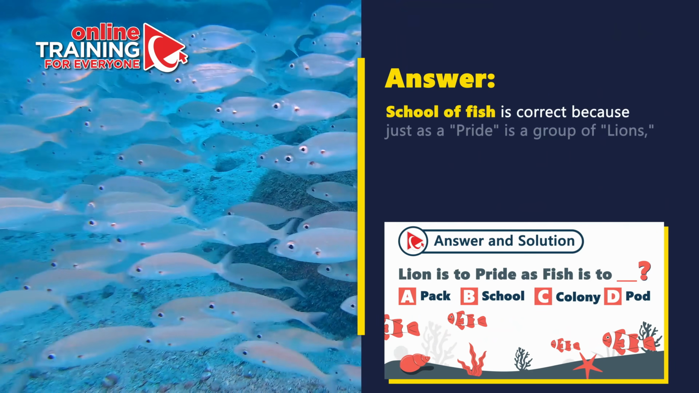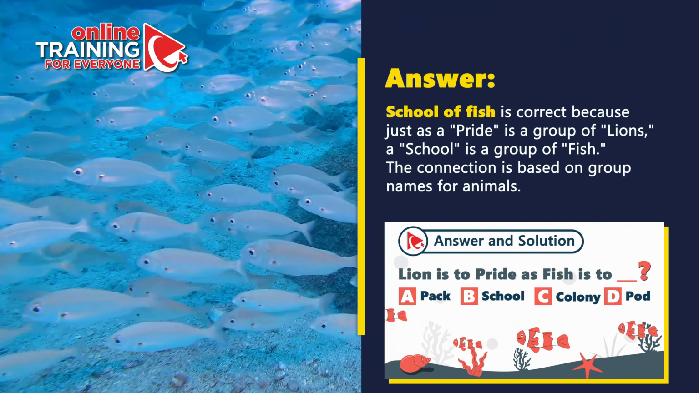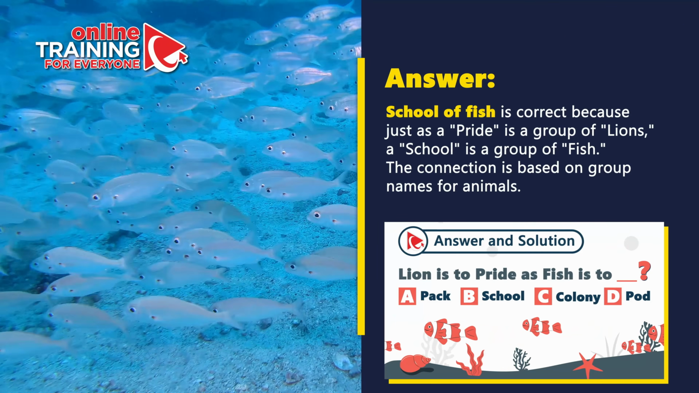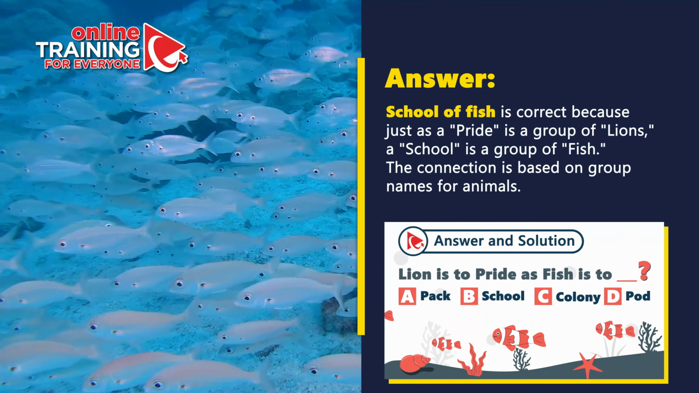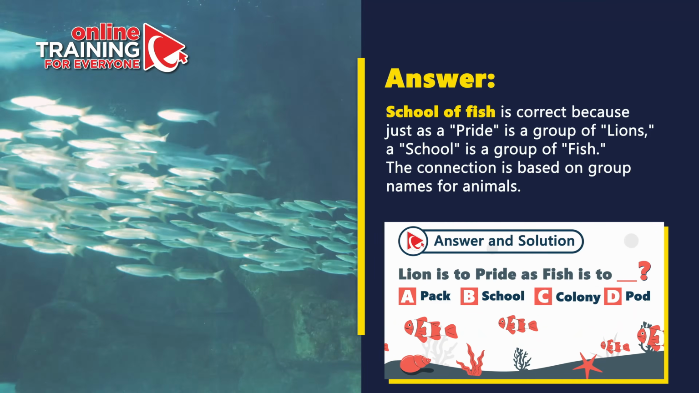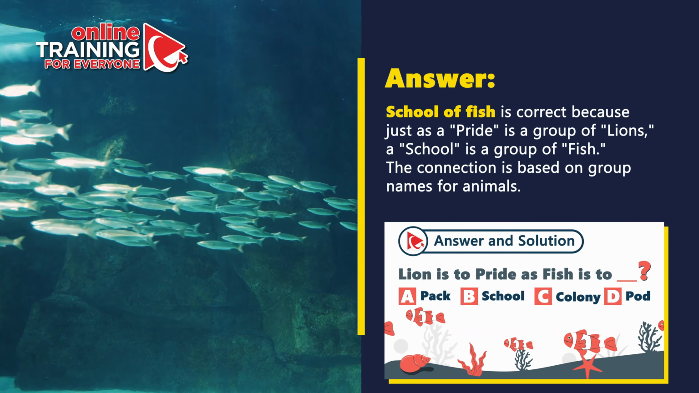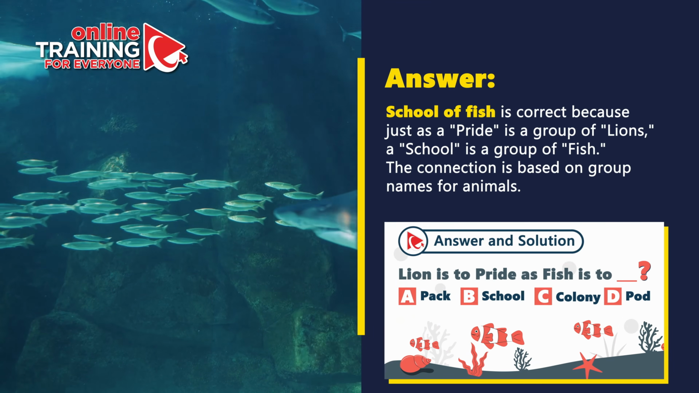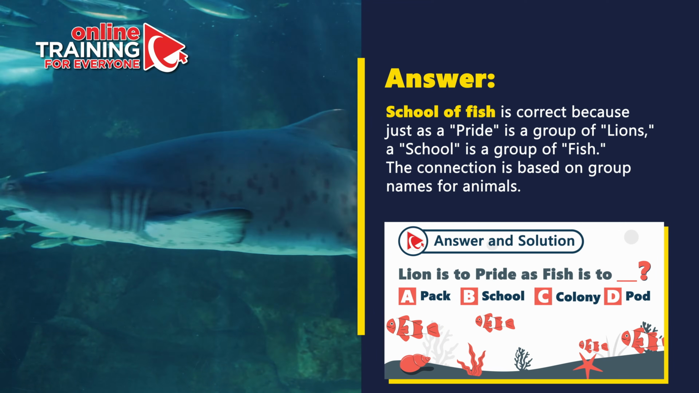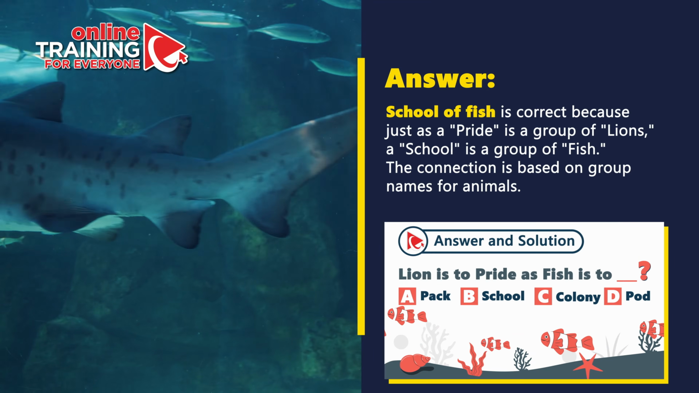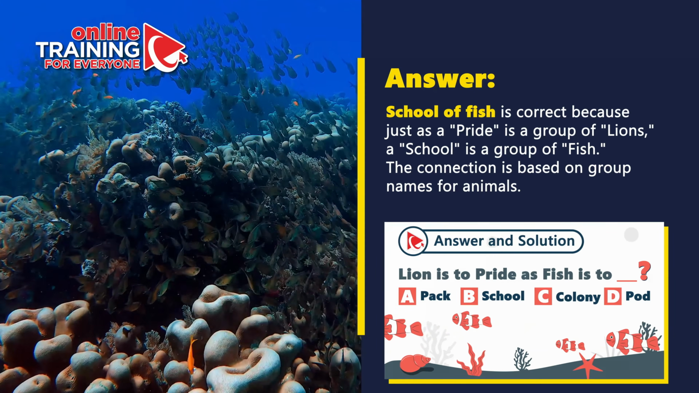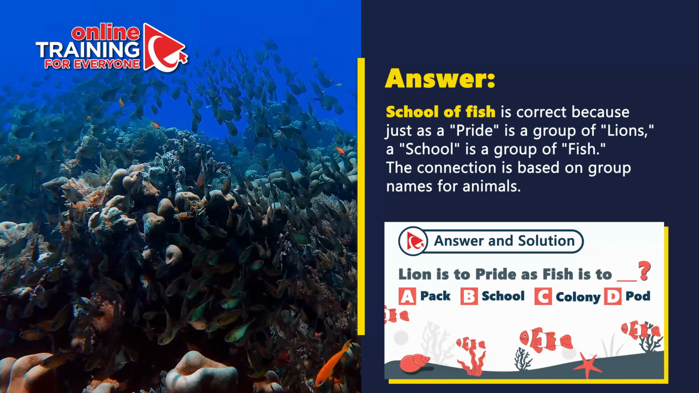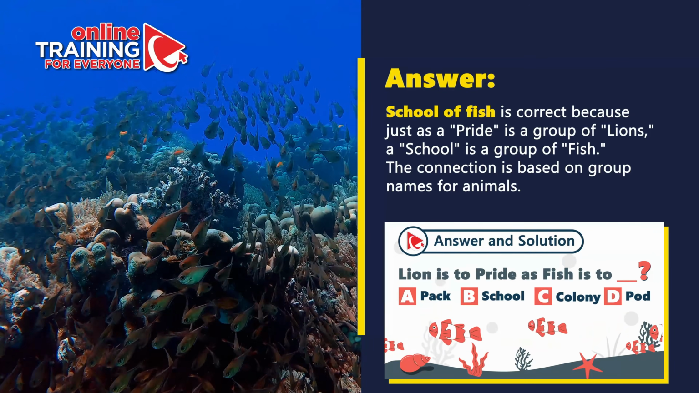School of fish is correct because just like a pride is a group of lions, a school is a group of fish. And the logical connection here is based on the group names for the animals. What's interesting here is that fish form schools primarily as a defense mechanism. The large number of them confuses predators, making it difficult for them to single out a target.